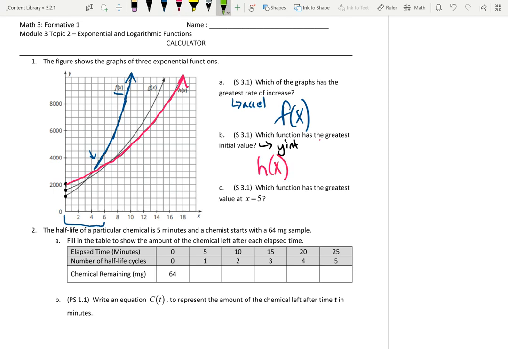For this final part, I've got to see which one has the greatest value at x equals 5. So I start out at x equals 5, and now I'm going to see which line crosses x equals 5 at the greatest spot, the one on the top. The one on the top is blue, which is f of x.